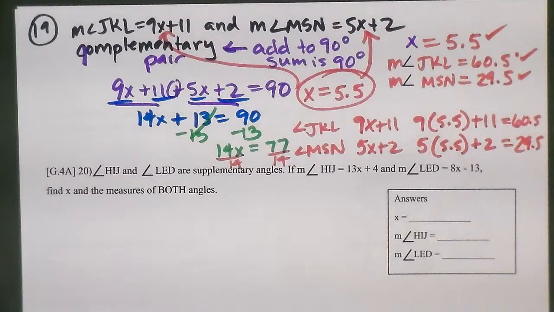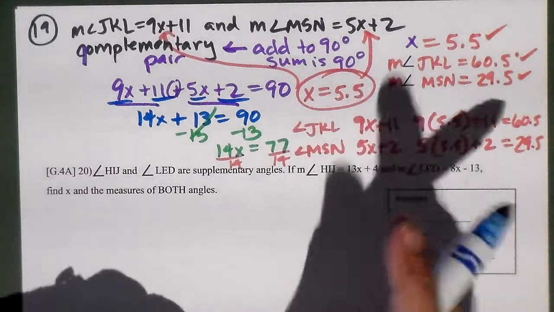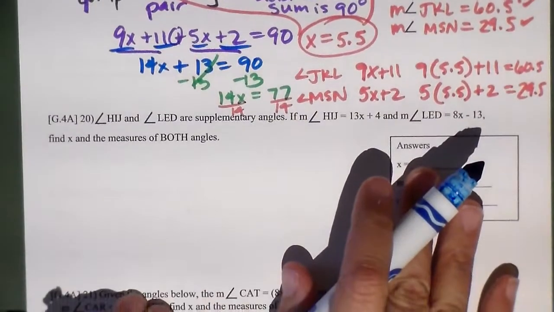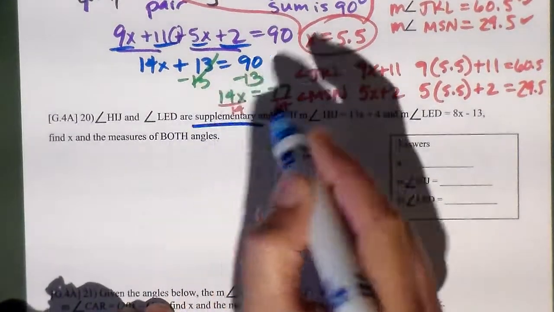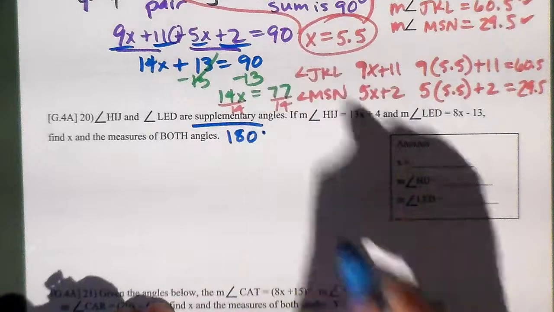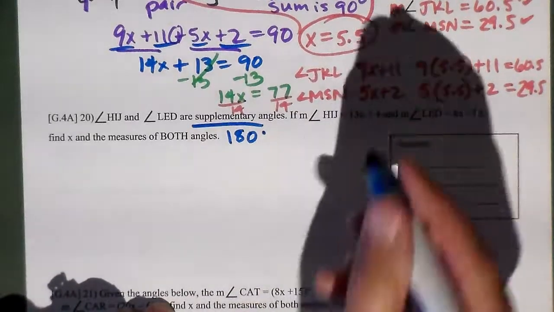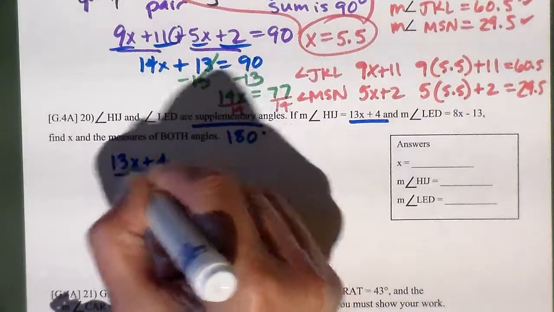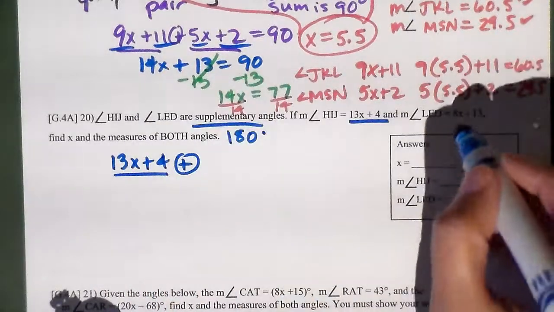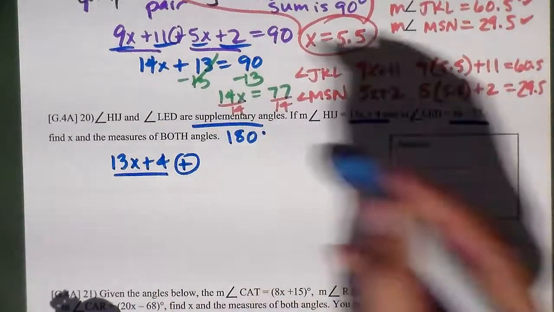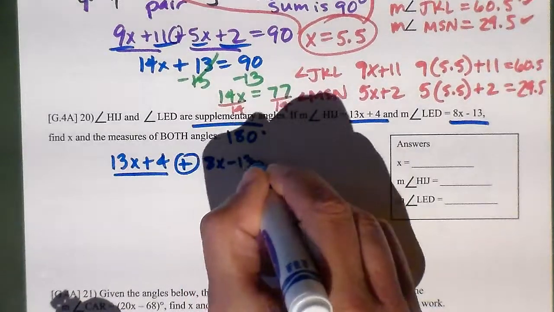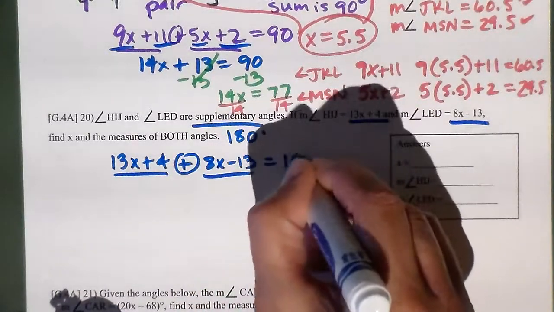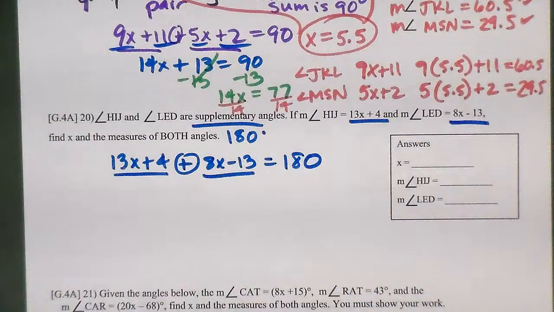So let's look at the next one now. The next one is the same thing except for what does it tell you the angles are? It tells you on this one that the angles are supplementary. That means that they sum up to 180. So here are my two angles. 13x plus 4 plus LED, which is 8x minus 13. Together, it's going to give me 180 degrees.